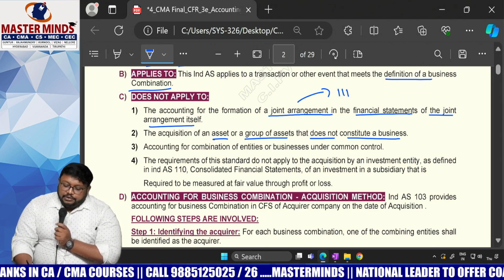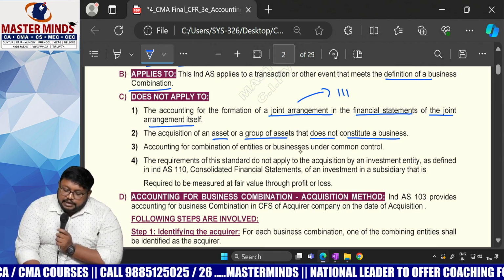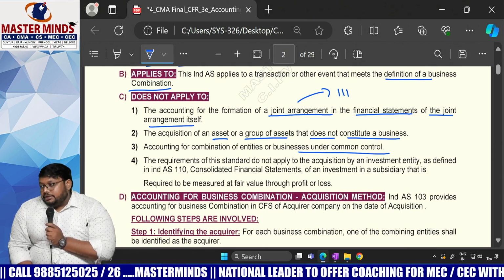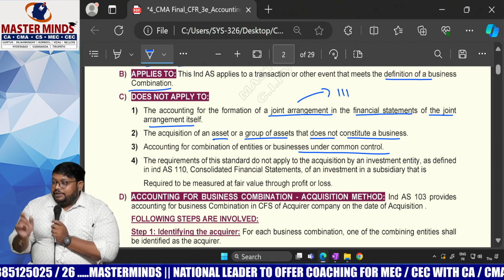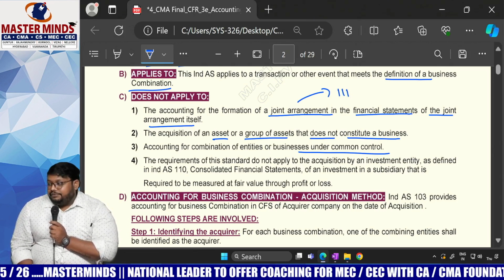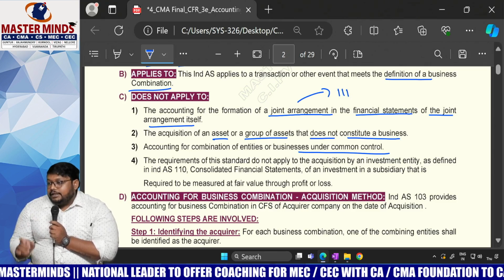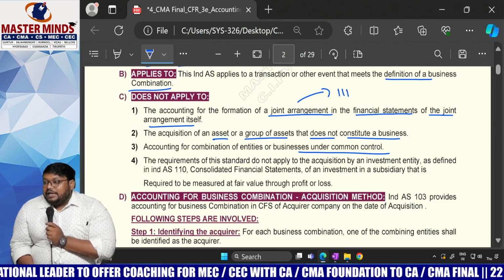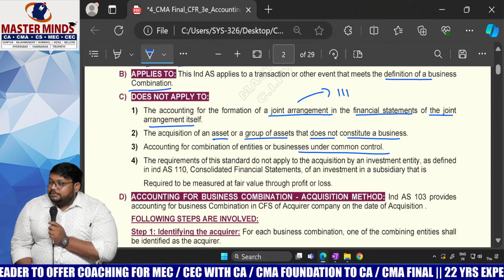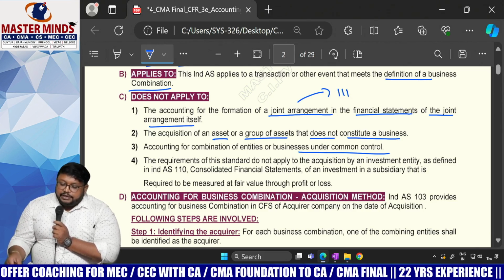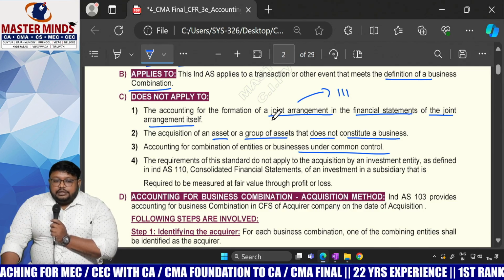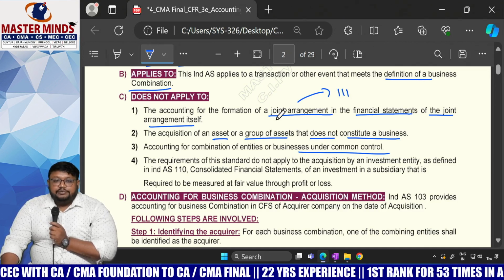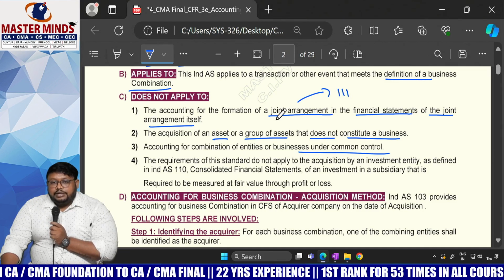And accounting for combination of entities or businesses under common control. Generally Ind AS 103 business combination under common control is not dealt with in the standard, but we have a carve-in, as I told you, in Appendix C of Ind AS 103, which covers accounting for common control. Acquisition method will not apply, but pooling of interest method will apply. That we will discuss when it comes to business under common control. Common control is nothing but before and after the business combination, the same shareholders will be the owners of that company. That we call common control.